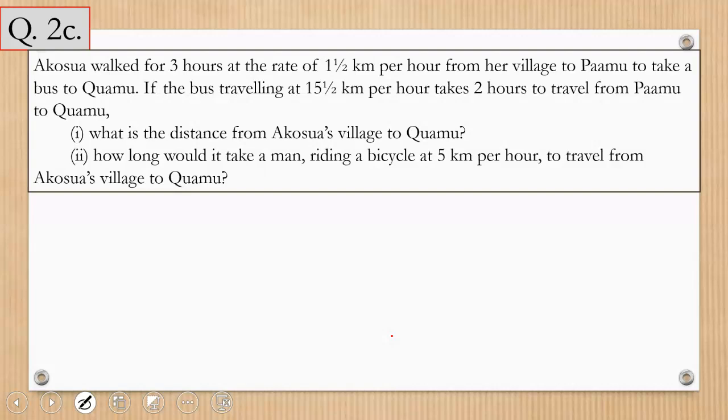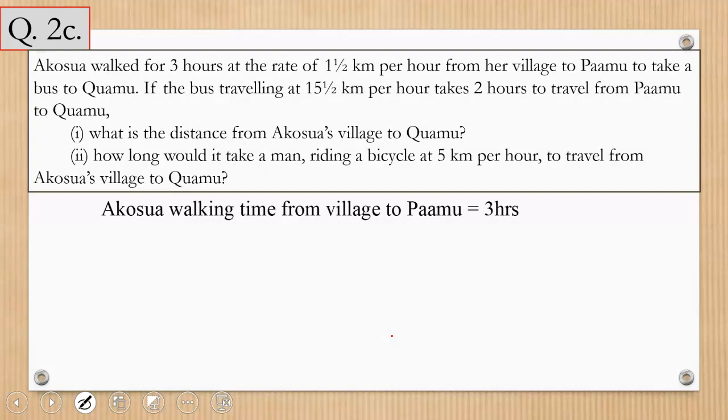So from the question, let's see question two first. How long will it take a man riding a bicycle at 5 kilometers per hour to travel from Akosua's village to Kwemu? First of all, out of the question, we can say Akosua's walking time from the village to Pemu is 3 hours.